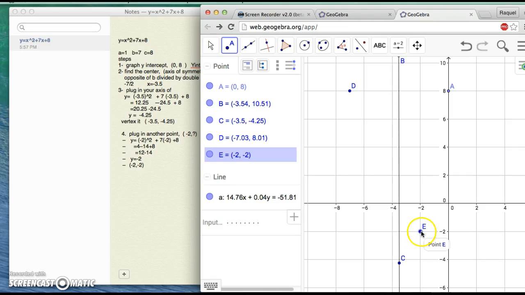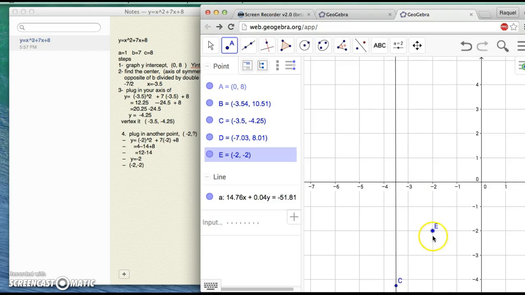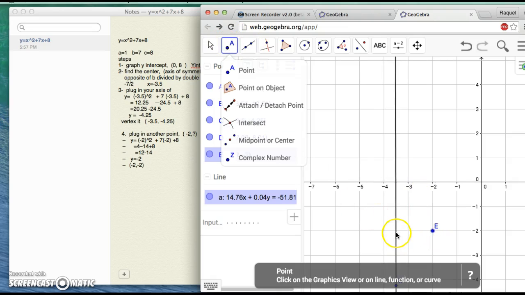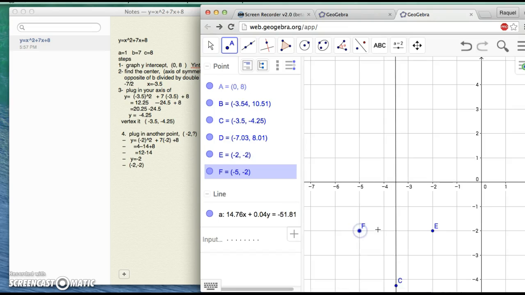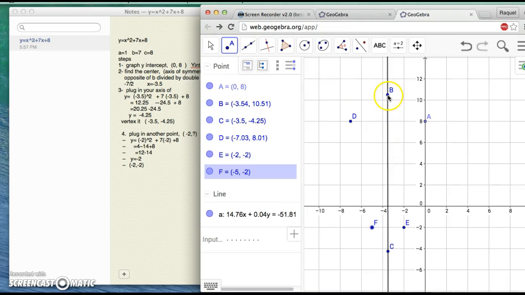And then if you look from here to here, it's 1.5. So then you just go 1.5 away from this one. I go half and then one more. There it is right there. Okay. And that should be enough points for you to sketch your graph.